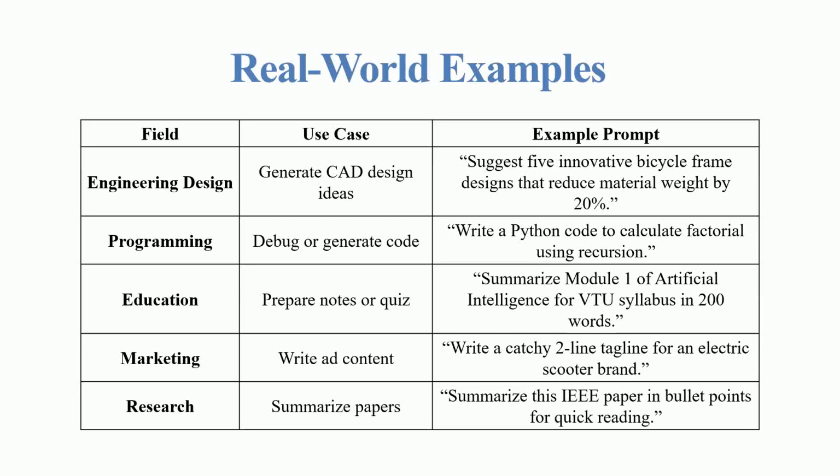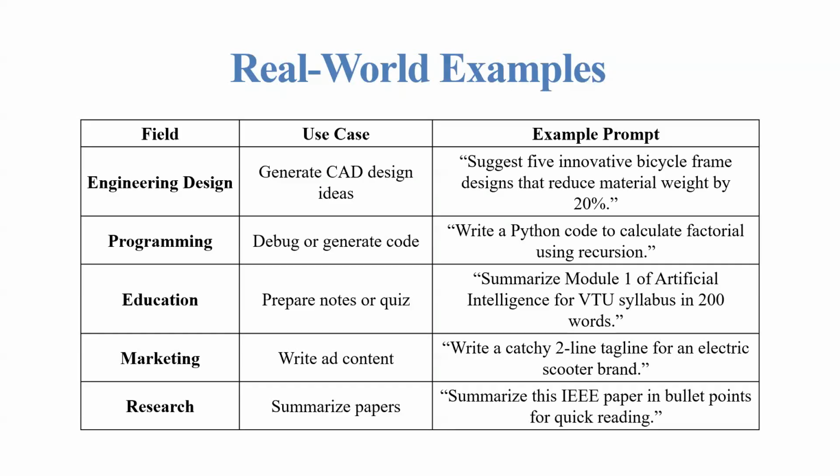So next, let's move on to some real-world examples. One of our goals is to reduce the weight of a bicycle without reducing its strength. So instead of spending hours brainstorming ideas, we can ask an AI model, suggest five innovative bicycle frame designs that reduce the material weight by 20%.